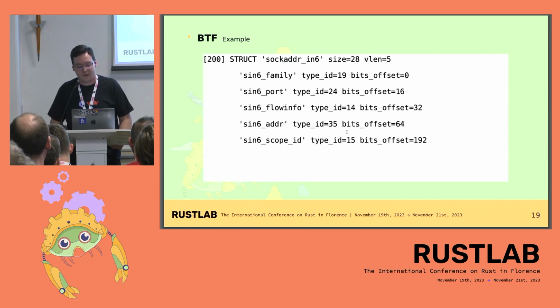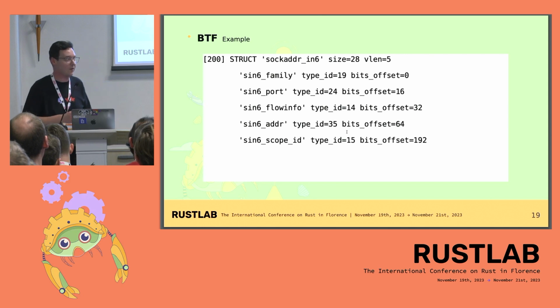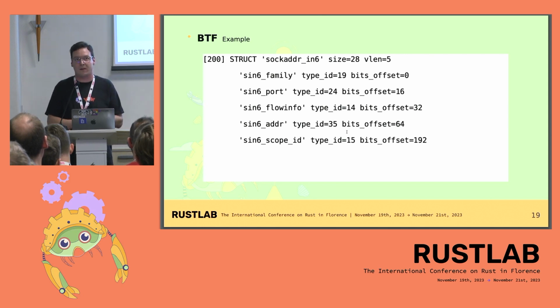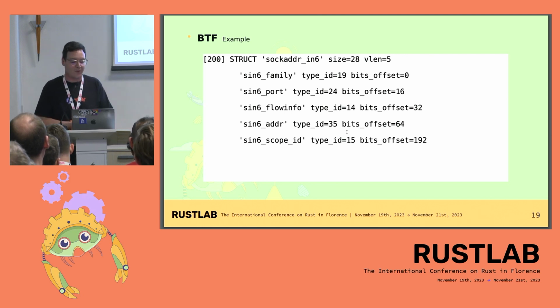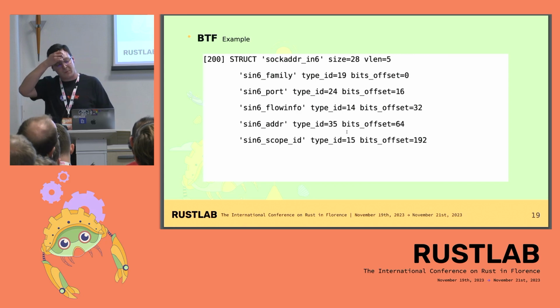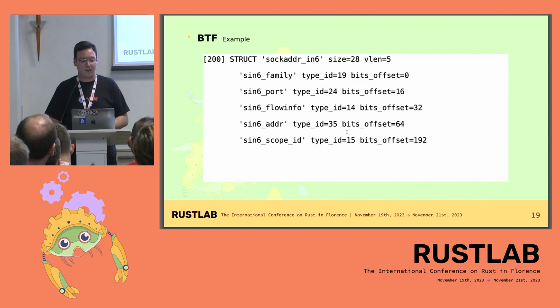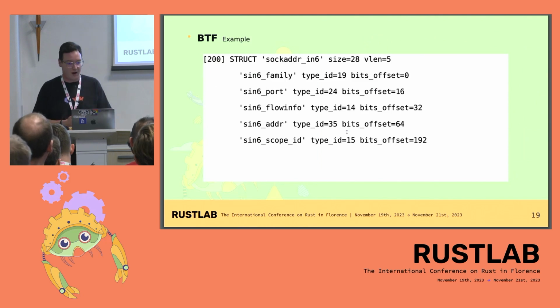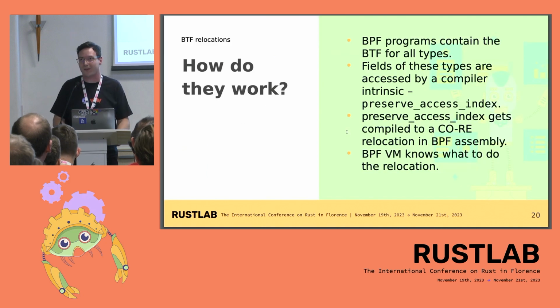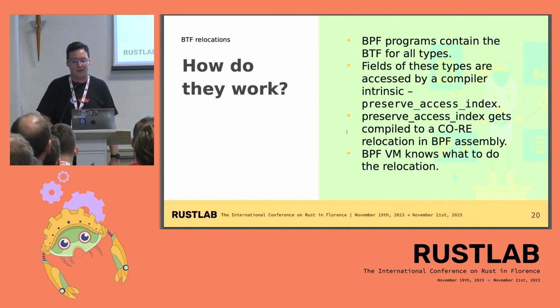And at the end, BTF looks like this. It doesn't contain the information about files anymore. As I mentioned previously, it's basically name, type, offset, size, type of thing. And that's enough for the kernel to figure out how to access the field of the union or struct.